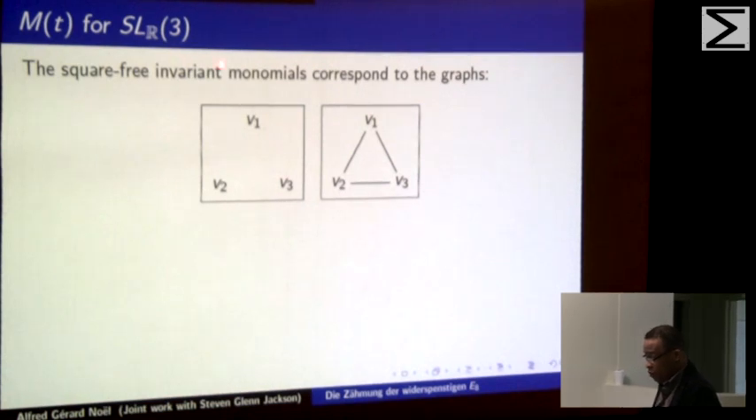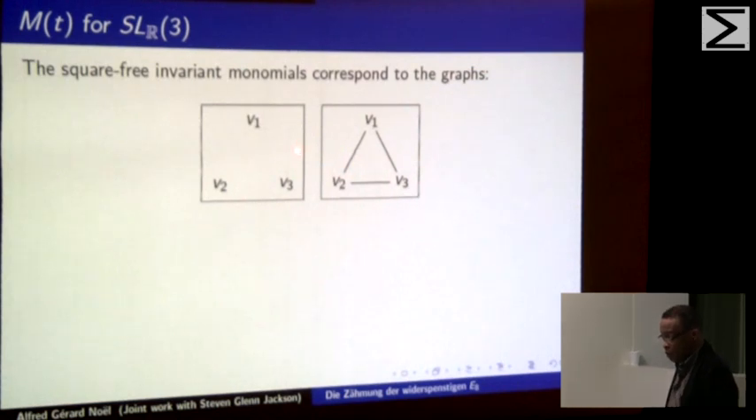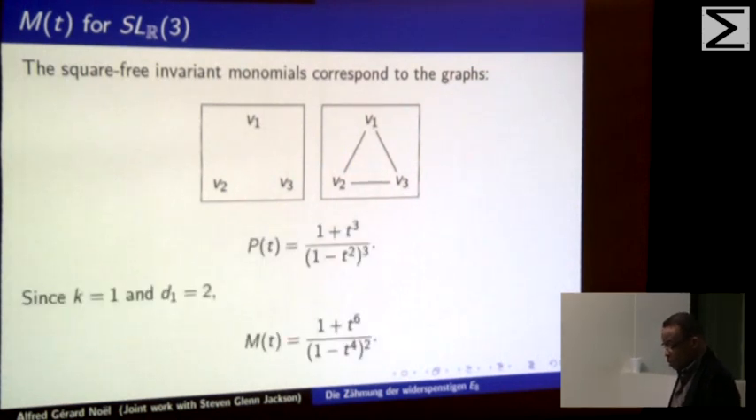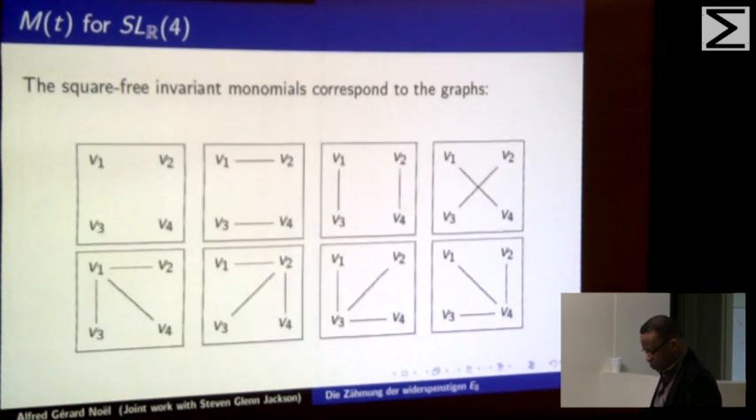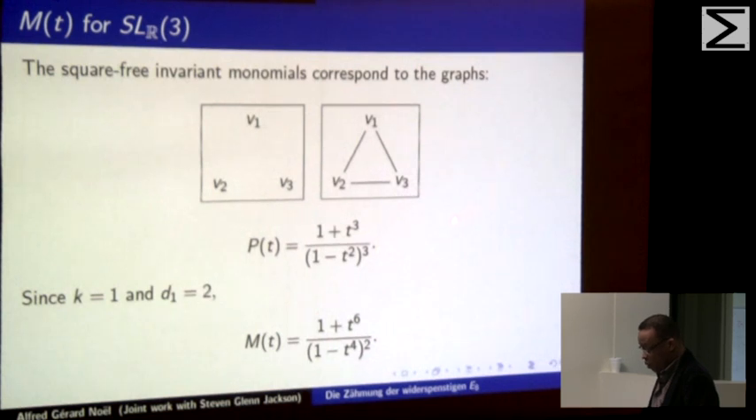In the case of SL3, you have those three. Those are the only ones you're going to get in this case. And in this case, you can compute P of C using the formula that I showed you earlier. And then you get MT just by evaluating at T squared. What's going on here is that, remember that when I defined P of T, there was multiplication by another piece, a product. And that product actually killed things down to this level.